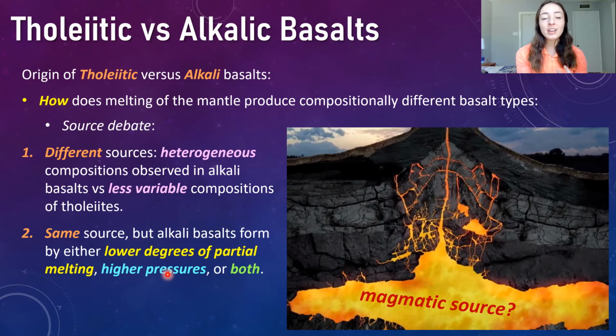So whether they come from the same source and just form by different melting processes, or they come from completely different sources, is still a topic of debate. But regardless, both types of these basalts help us greatly in understanding mantle composition.